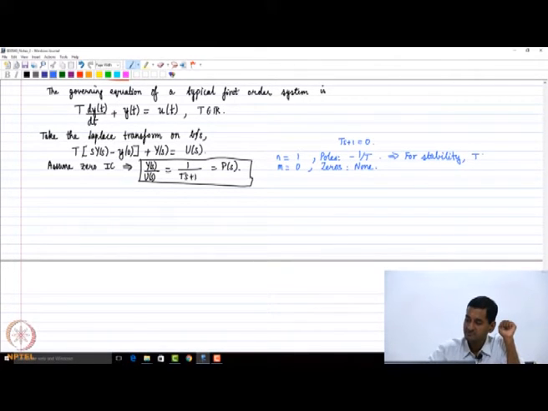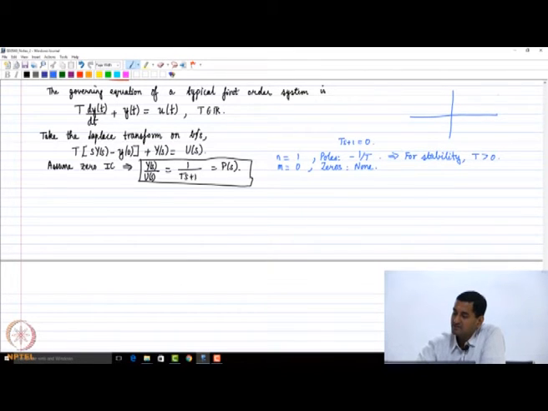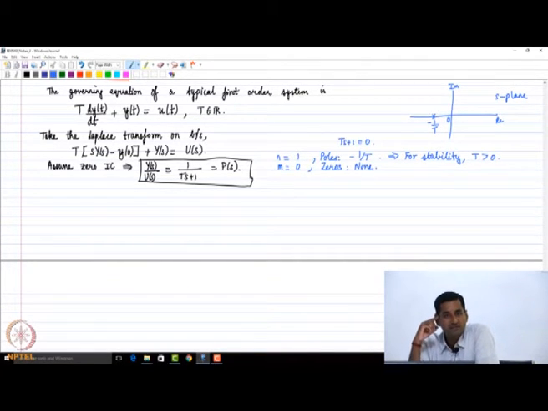So this implies that for stability, T must be positive. We will assign a physical correlation to this capital T. You will see that stability requires that it should be positive. So we are going to have a pole at minus 1 over capital T for this particular system.